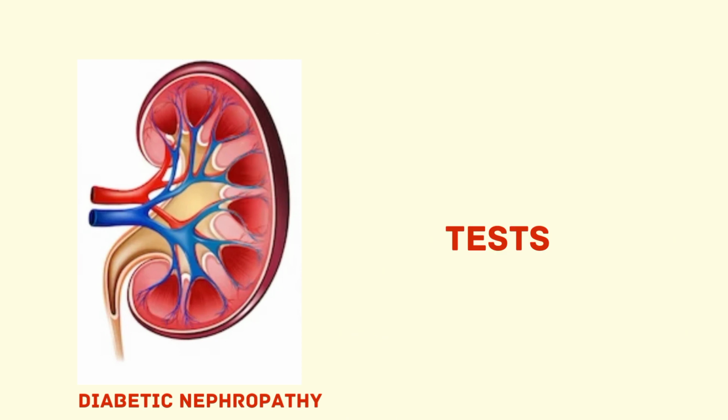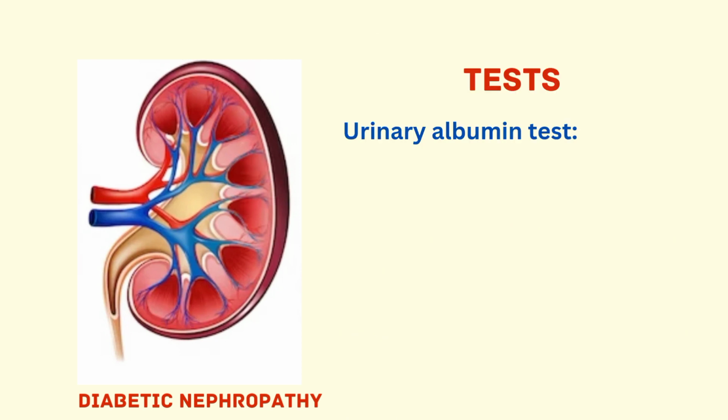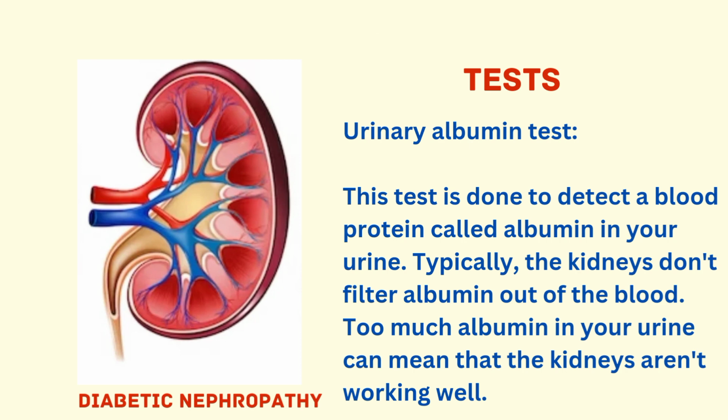Now let us discuss the tests. The first test is the urinary albumin test. This test is done to detect a blood protein called albumin in your urine. Typically, the kidneys don't filter albumin out of the blood. Too much albumin in your urine can mean that the kidneys aren't working well.